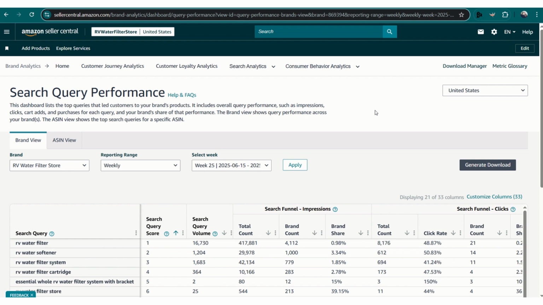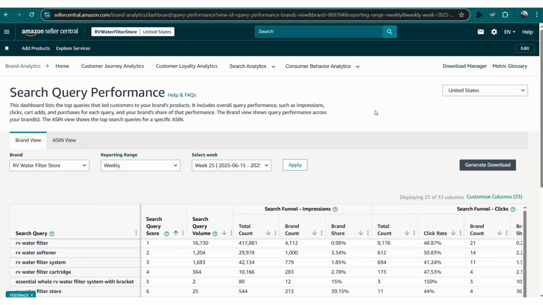Although SQP has a narrow attribution window and partial ad coverage, its insights are still critical when integrated with other data sources. By combining this report with campaign performance metrics, pricing analysis, and business reports, sellers can form a comprehensive understanding of product market fit and keyword potential.